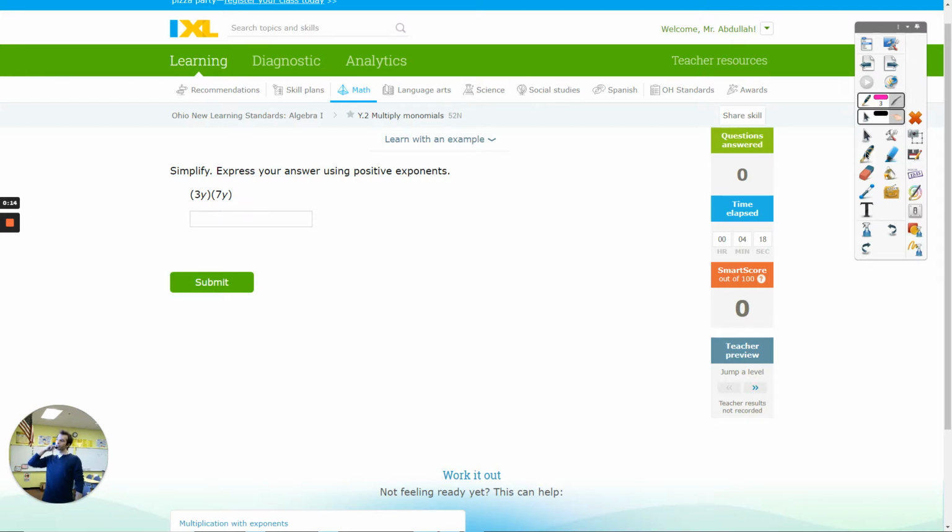So the first question says simplify, express your answer using positive exponents. So the numbers are like terms, so we can multiply them first. 3 times 7 is 21, and then we have y times y. Let me just put it on the side. So when we multiply y times y, it becomes y squared, because these are exponents with the same base, and that's y to the first power, y to the first power. When we multiply the same base, we add their powers by keeping that base. So that would be the answer to this question.